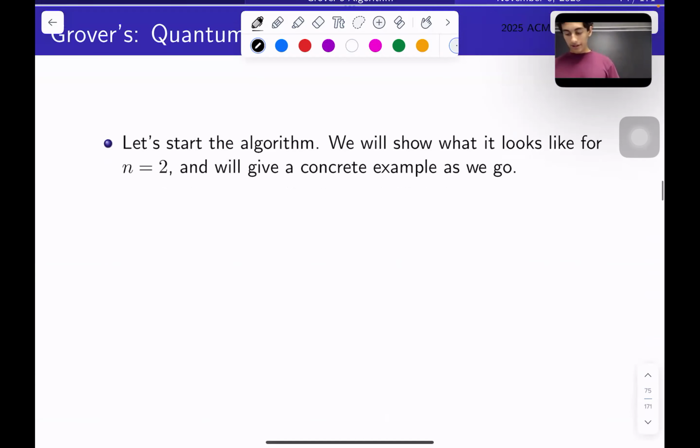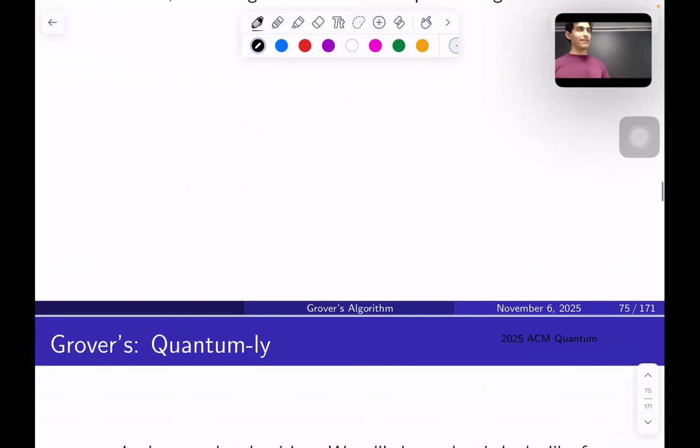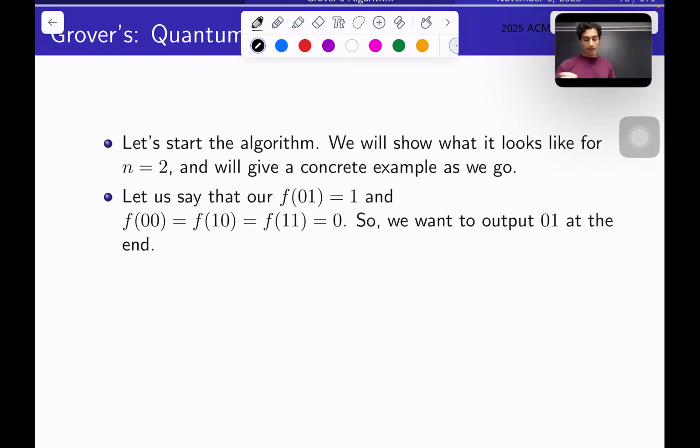We'll start the algorithm with n equals 2, and then we'll examine how we're doing it. With Deutsch-Jozsa, I gave you the circuit and then we worked through it. Now we'll reason why we're doing what we're doing to solve the problem. So n equals 2, so we have 4 possible inputs. Let's say the secret input is 01, so that returns 1 and everything else returns 0. So we want to output 01 at the end. We can define our A and B. Our A will just be that 01, and then B will be an equal combination of the other 3 states. Good?